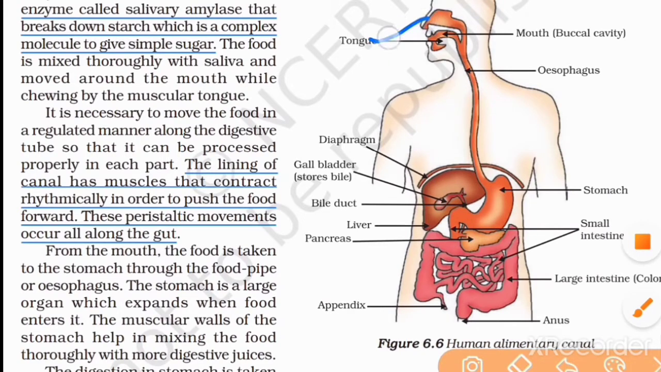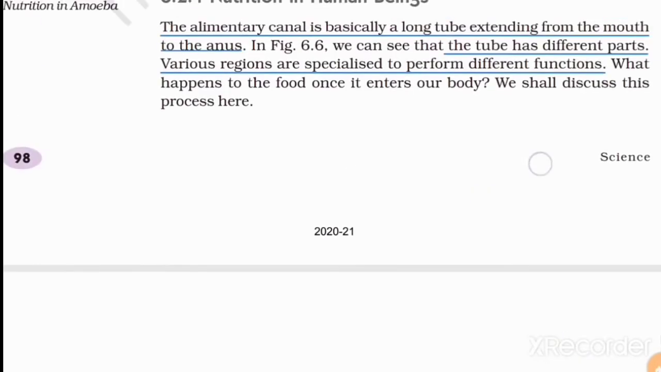Through the mouth, food enters, then it goes to the esophagus, then to the stomach, then to the small intestine, then to the large intestine. Like this, it is a long pipe from the mouth to the anus. And the food enters by peristaltic movement.